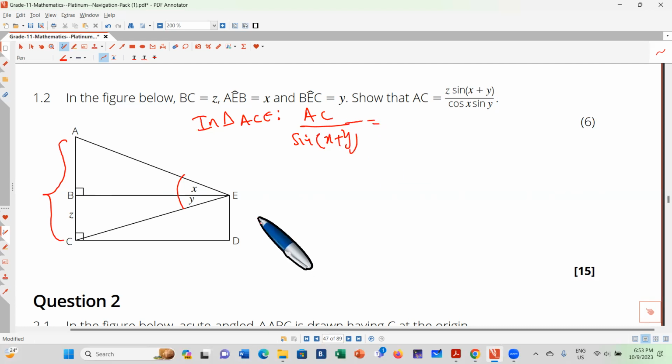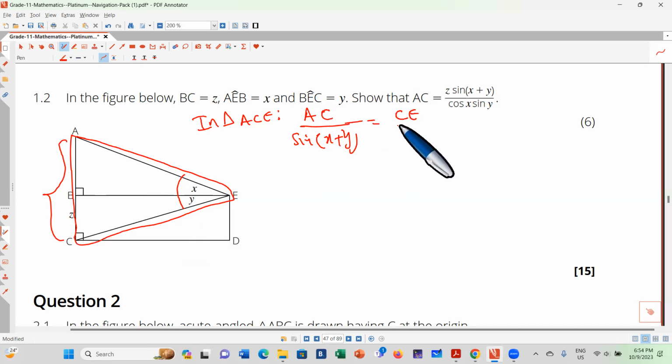And this is equal to, we are dealing with triangle ACE, so the triangle we're dealing with is this one here. I'm just shading the triangle like this. So it is AC over the sine of this, which is equal to CE over the sine of this other angle here. If this one is 90 degrees, this one is X, this angle here is 90 degrees minus X, because the sum of the interior angles of a triangle must be 180 degrees.